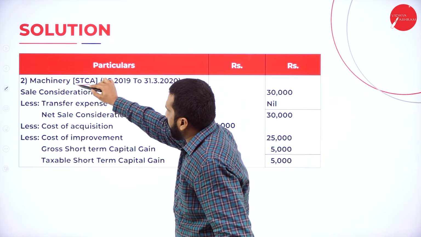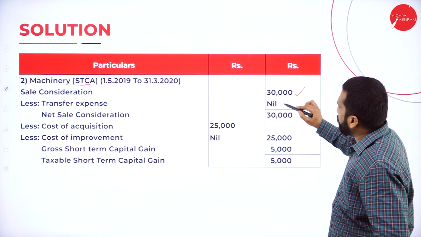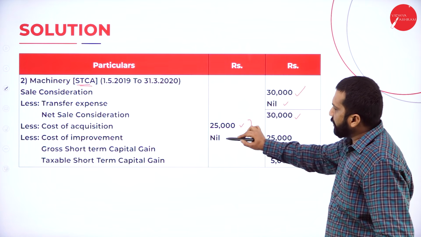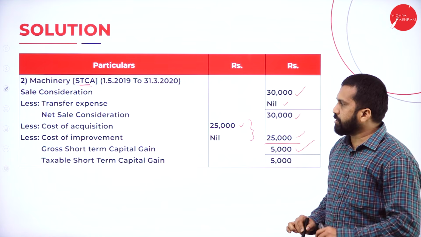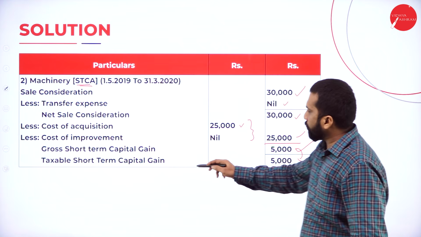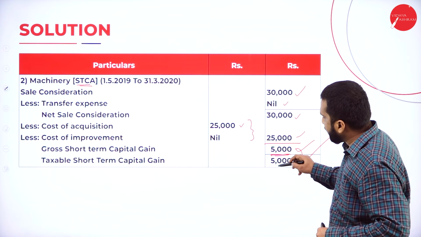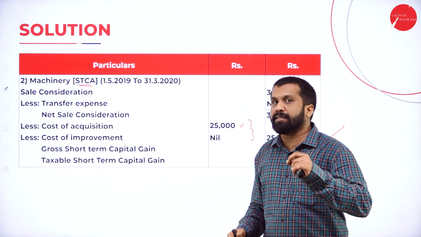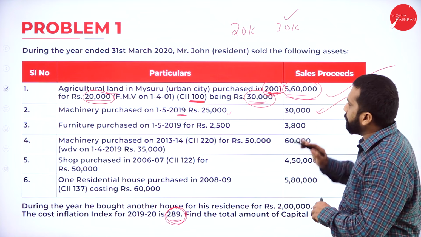Machinery is a short-term capital asset and the selling price is 30. There is no commission you paid, 30,000 minus your cost of 25. There are no improvements, 25. 30 minus 25, 5,000 is your short-term capital gain. The same thing is repeated: your taxable short-term capital gain is 5,000. Hope you are clear. The same 5,000 I have written again as the taxable short-term capital gain. Hope you are clear. Good. Your second one is easy and we completed.